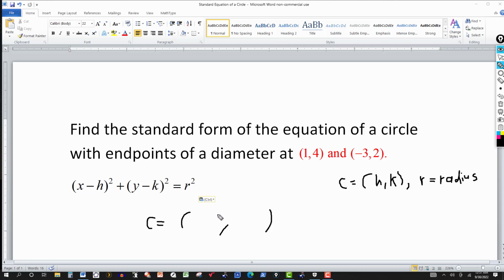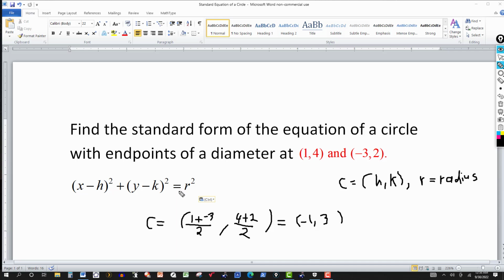All we do here is add the first components, or the x components of the points. So it'd be 1 add negative 3, and divide that by 2. That gives me the first component of the midpoint. And then take the y coordinates, 4 plus 2, divide by 2. So 1 plus negative 3 is negative 2, divided by 2 is negative 1. That's the first component of the midpoint, which of course is the center. Then 4 plus 2 is 6, divided by 2 is 3. So the center is (-1, 3).